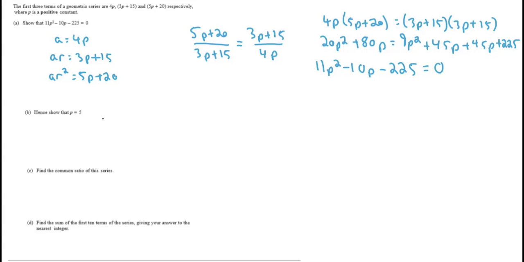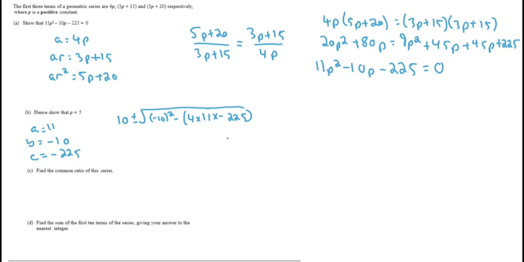However we do this, here our a is going to be 11, b is going to be minus 10, and c is going to be minus 225. So putting that in the quadratic formula, minus b, so minus minus 10 is just 10, and then plus or minus the square root of minus 10 squared, making sure to put the minus 10 in brackets before we square it, minus 4 times 11 times minus 225, and then that's all over 2 times 11.